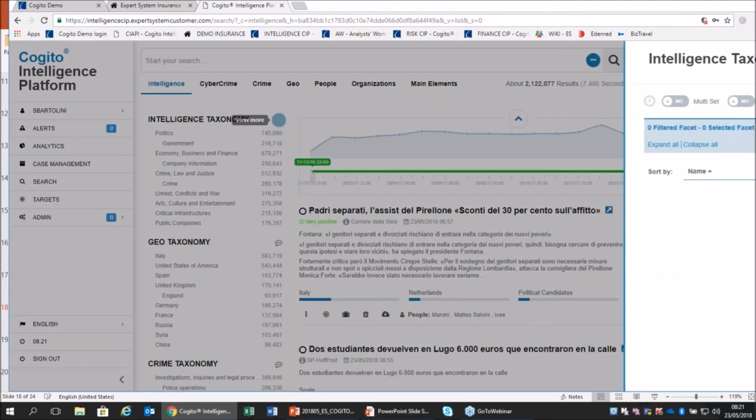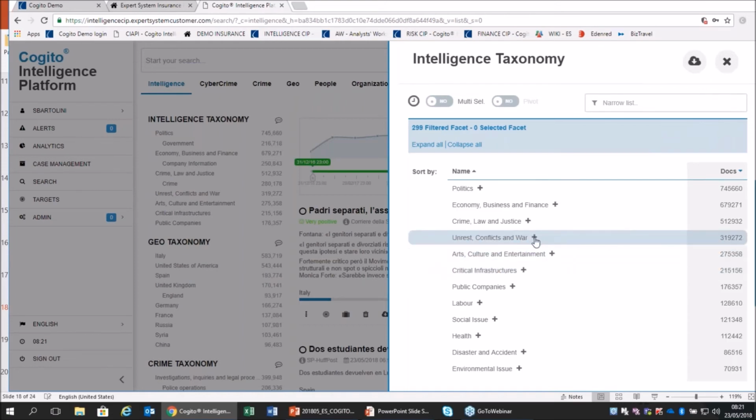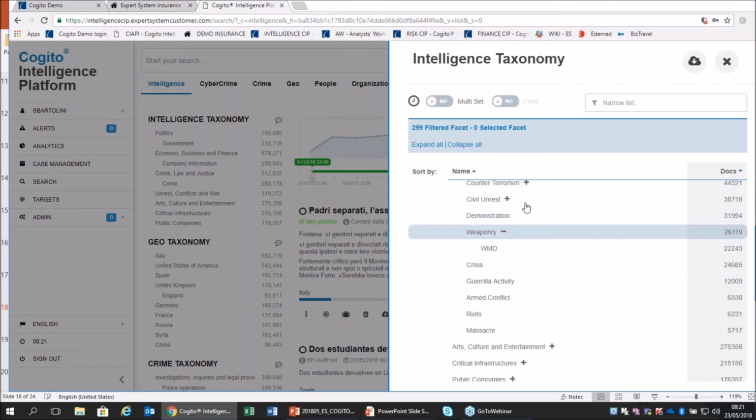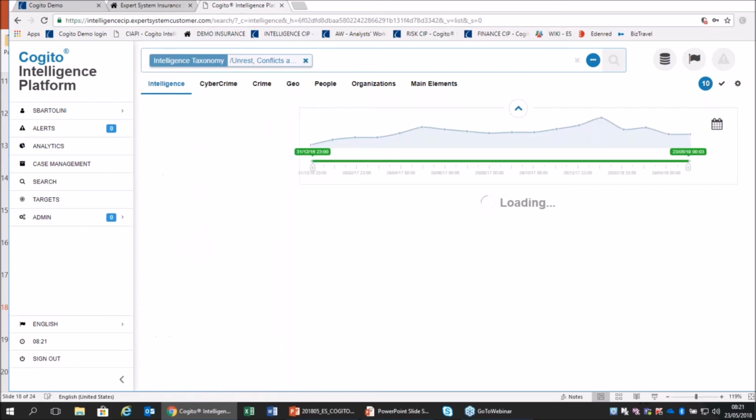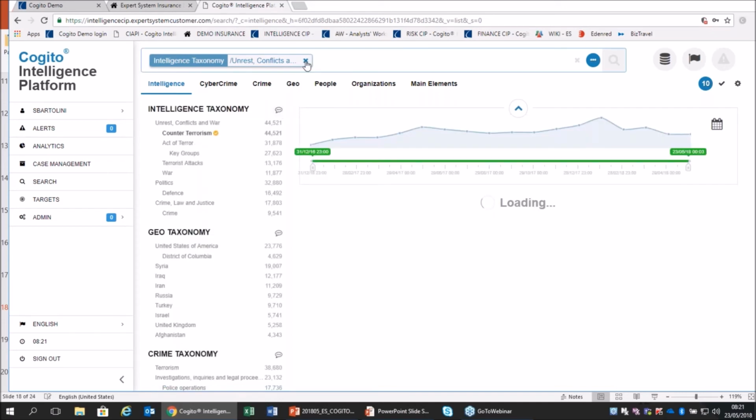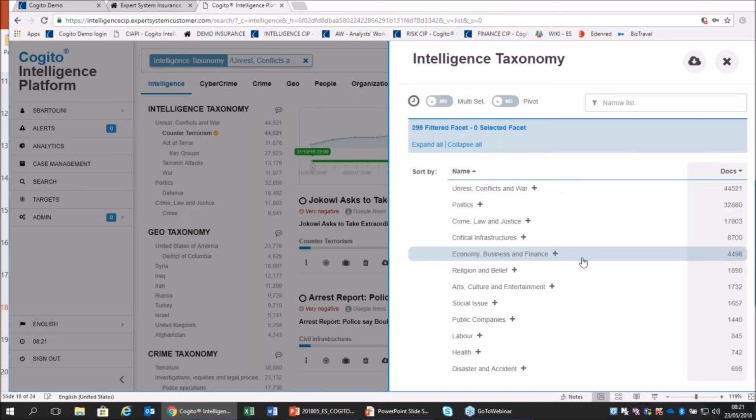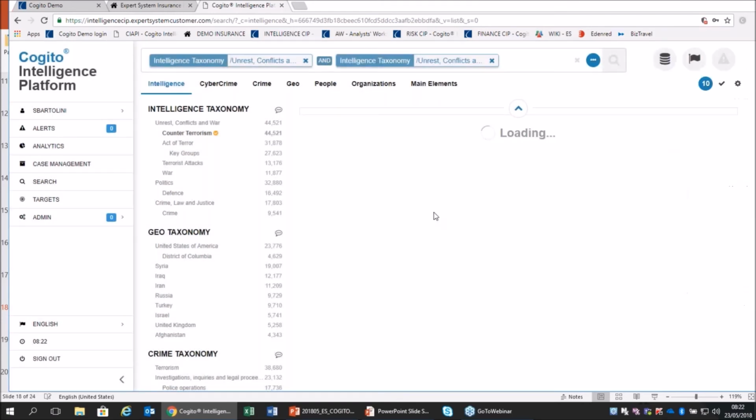So first of all, if I'm a company looking for guerrilla activity in the area of interest, I'm going to the category unrest, conflict, and war, and I see that I have different options, so I can expand these categories, or I can select different types of categories. In particular, I can select my guerrilla activity. So I'm going to unrest, conflict, and wars, guerrilla activity.